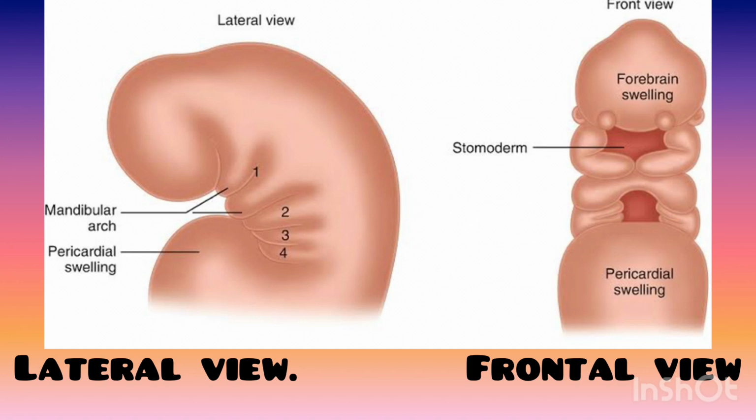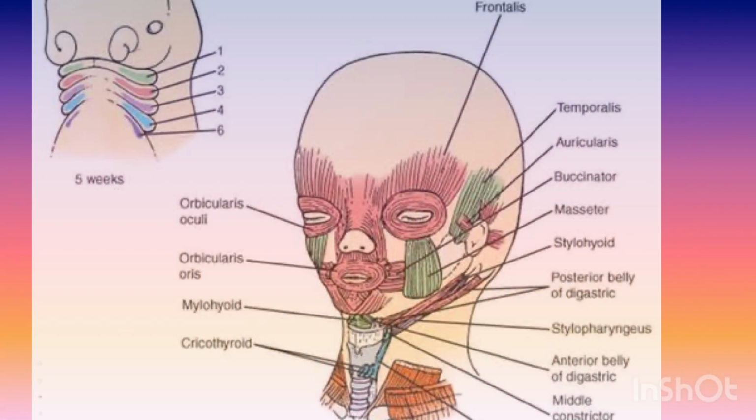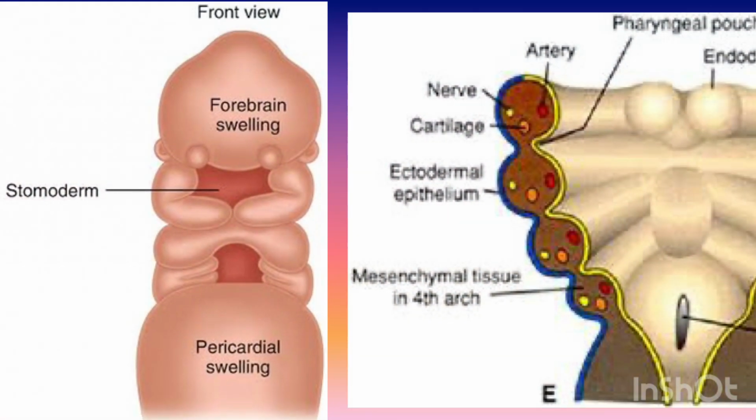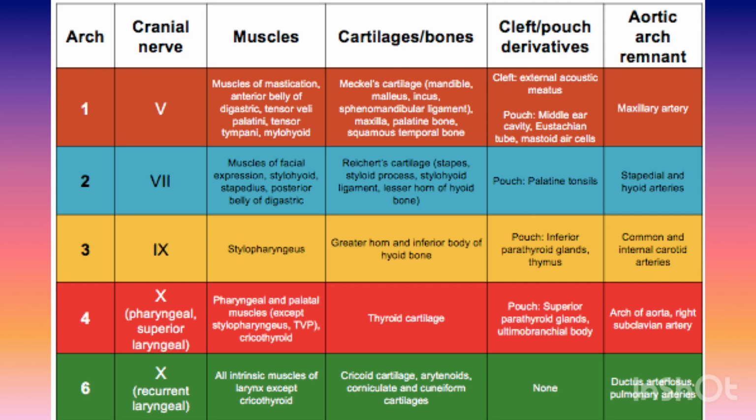The buccopharyngeal region or the stomodeum starts forming 5 different swellings, which is now termed as the pharyngeal arches. These arches give rise to various structures of the head and neck region. This diagram shows the cross section of the frontal view and are divided into pharyngeal clefts and pharyngeal pouches. Different structures are derived from the clefts as well as the pouches. Each pharyngeal arch gives rise to various structures, and here is a list of different nerves, muscles, bones, and vessels which are derived from them.